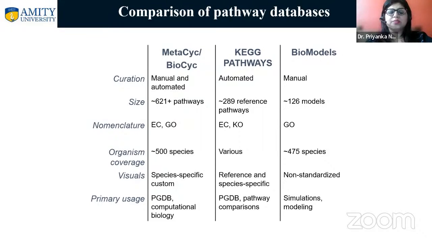Nomenclature is EC numbers and gene ontology for one, and EC numbers, KEGG ontology, and gene ontology for the BioModels database. Organism coverage is more than 500 species. KEGG pathways has various, and BioModels have more than 475 species. It is reference based and species specific, with custom visualization. BioModels have a non-standard representation. Primary usage is for pathway comparison, computational biology, simulations, and modeling.